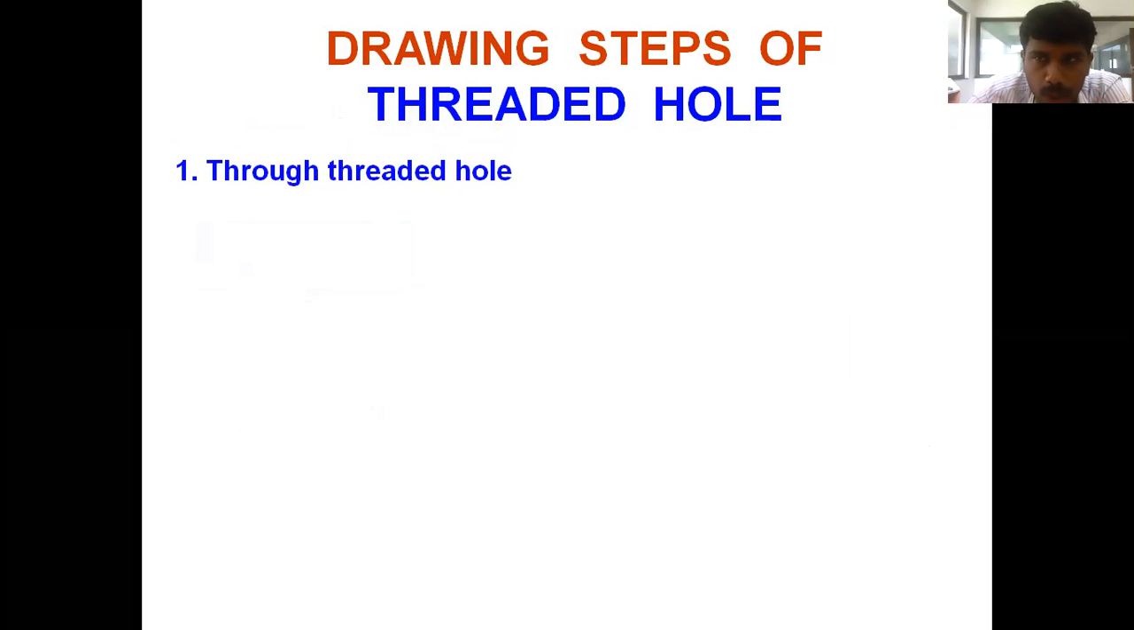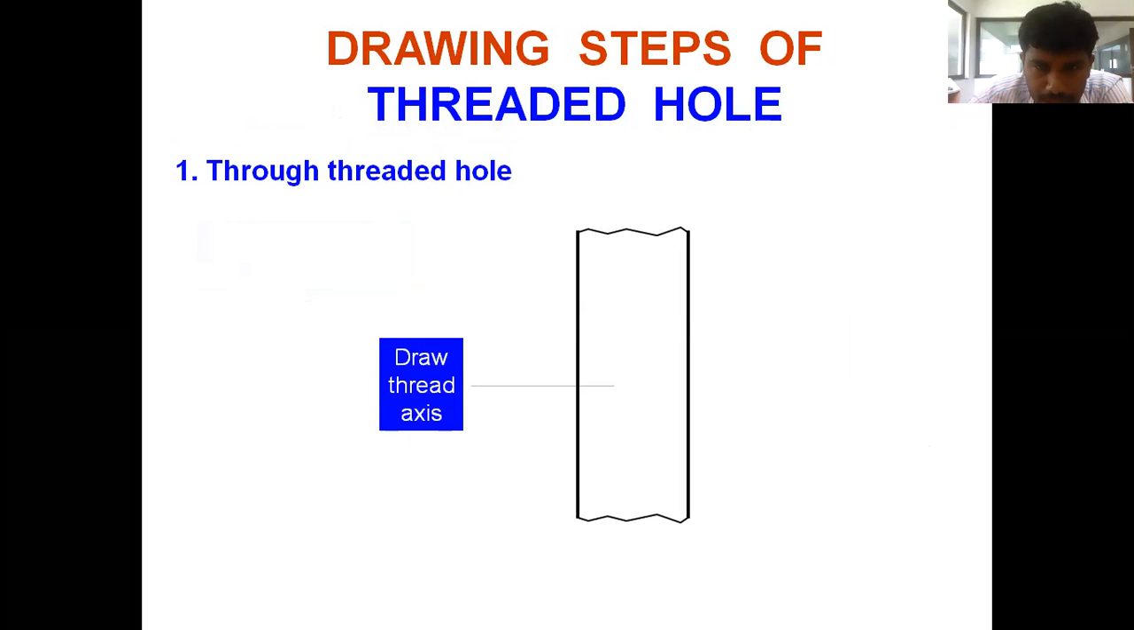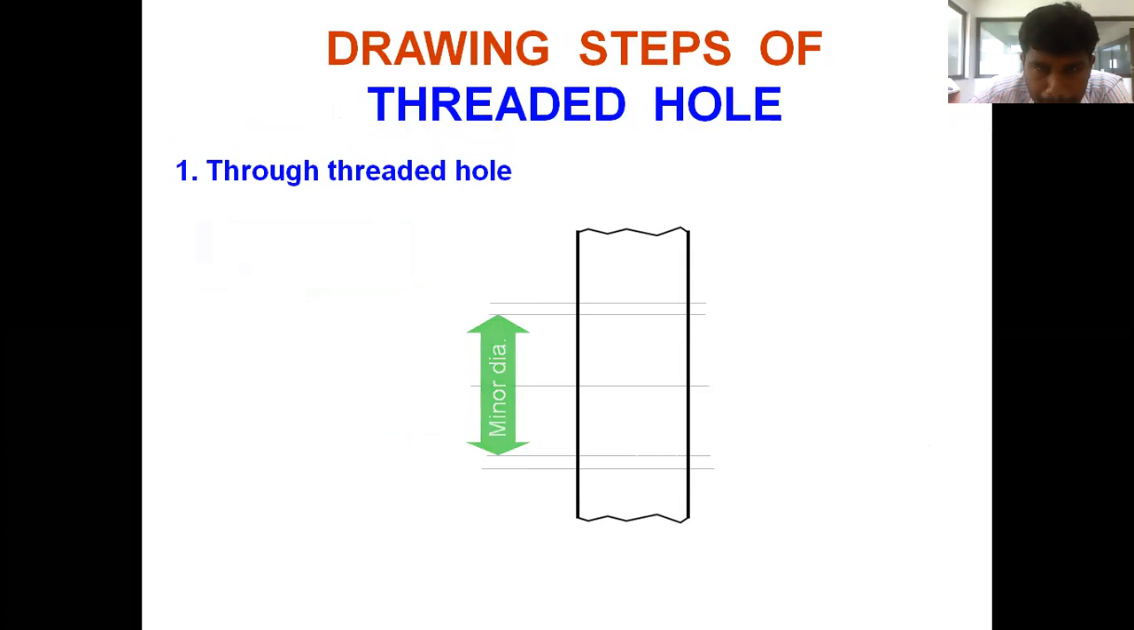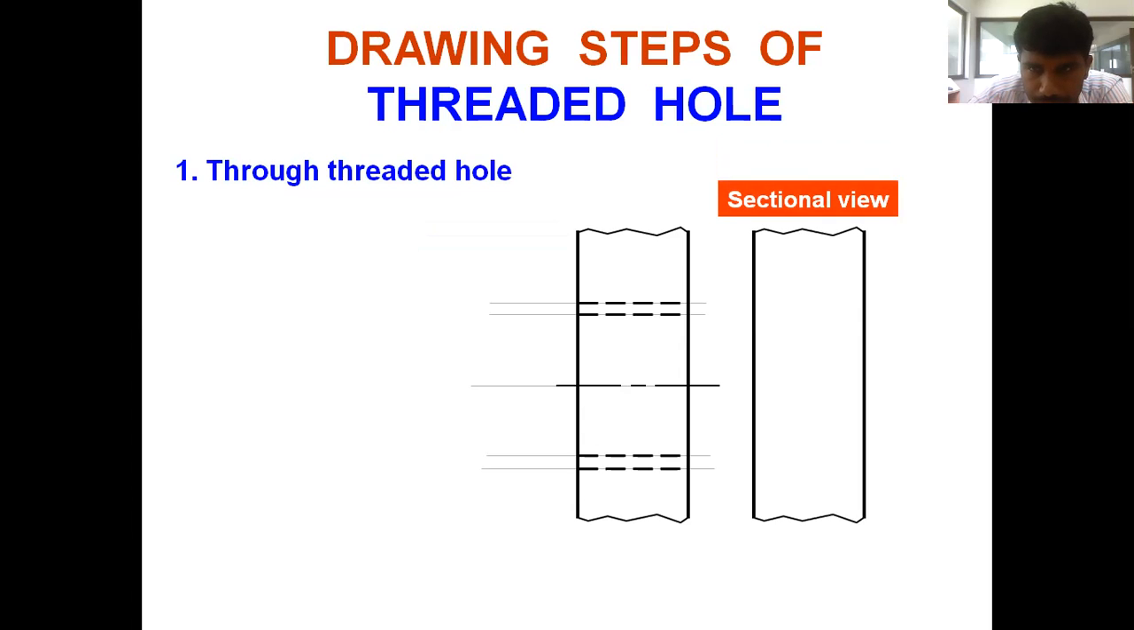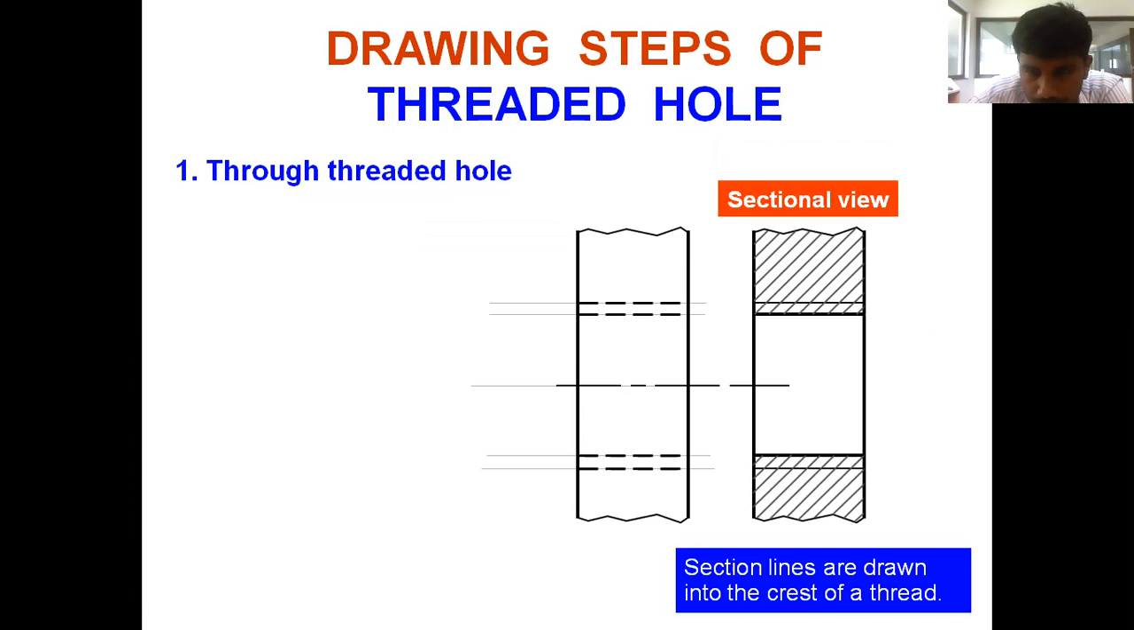Through threaded holes. Draw the axis, major diameter, minor diameter. Draw a root. Next, draw a crest. Sectional view: the root. So this is the sectional line drawn on the crest of the thread.